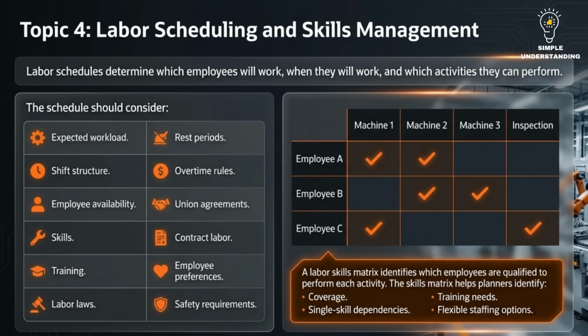A labor skills matrix identifies which employees are qualified to perform each activity. For example, employee A can operate machines 1 and 2. Employee B can operate machines 2 and 3. Employee C can perform inspection and operate machine 1. The skills matrix helps planners identify coverage, training needs, single skill dependencies, and flexible staffing options.